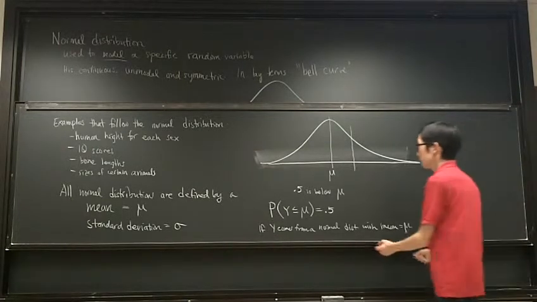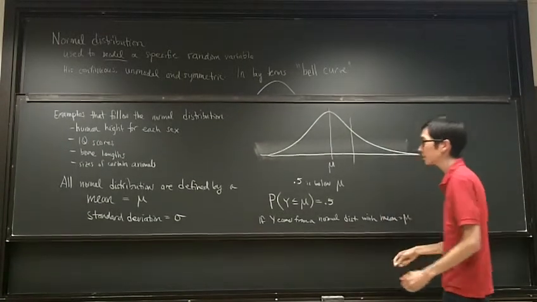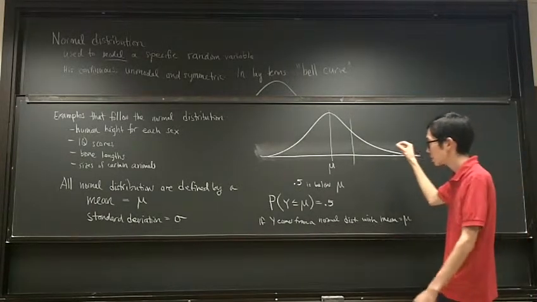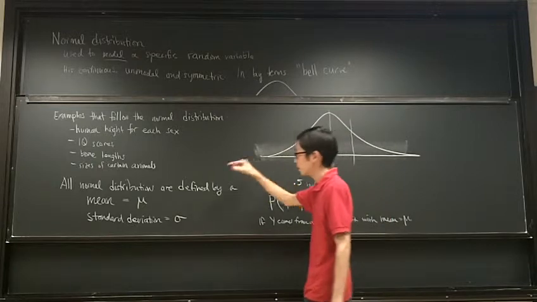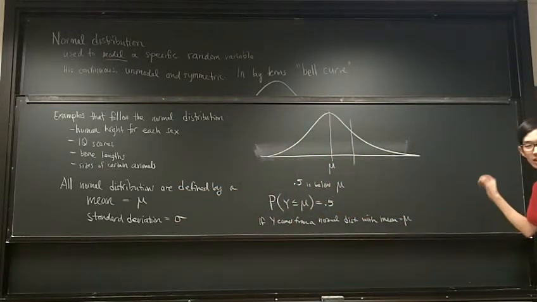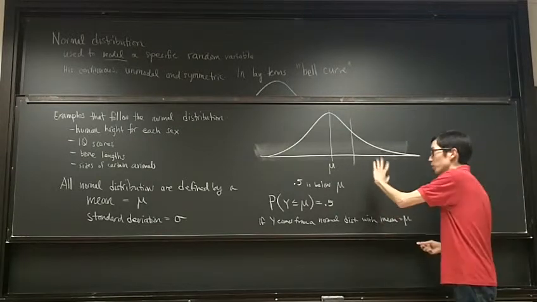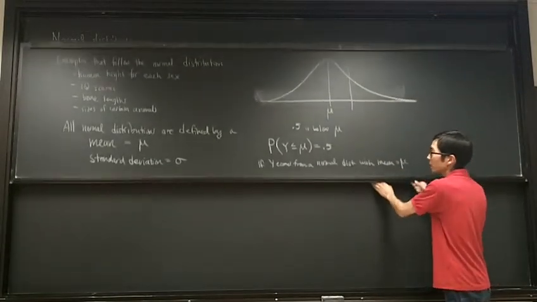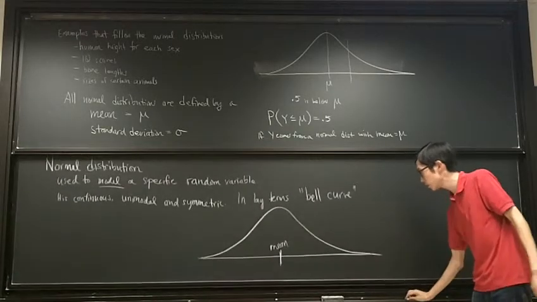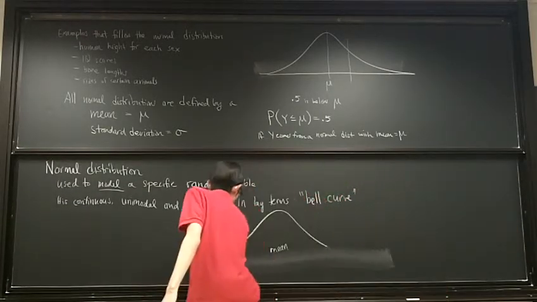So the interesting thing is that all normal distributions are defined by mu and sigma, and once you have those, for all normal distributions, we can kind of scale things based on the standard deviation. So let me just make a large.